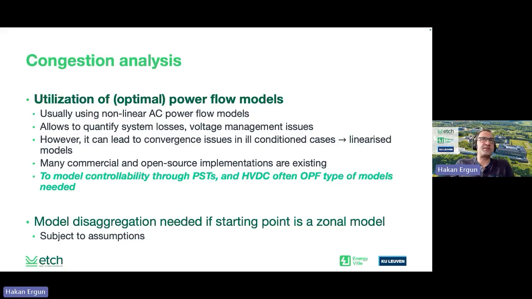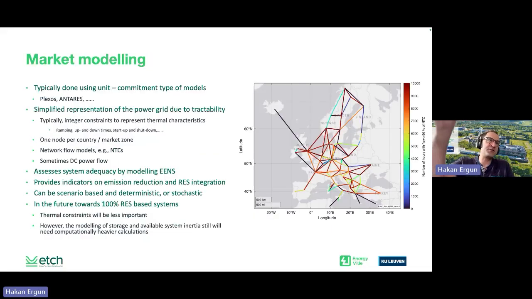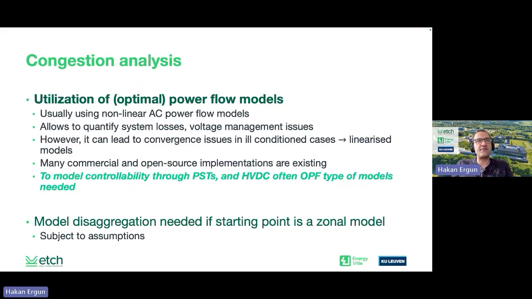However, what we of course always need to understand is that from the higher level market models, we actually need to come towards a more detailed grid model. And for that purpose, we usually end up doing a lot of model disaggregation, which is then going to project the market outcome on the more detailed grid. And this is very often subject to assumptions, and this is also one of the, I would say, more difficult and opaque points between different types of planning models.